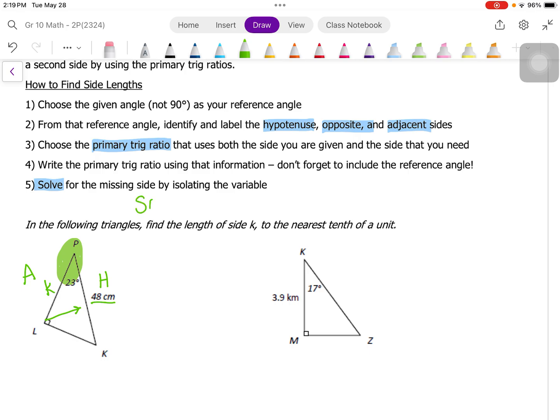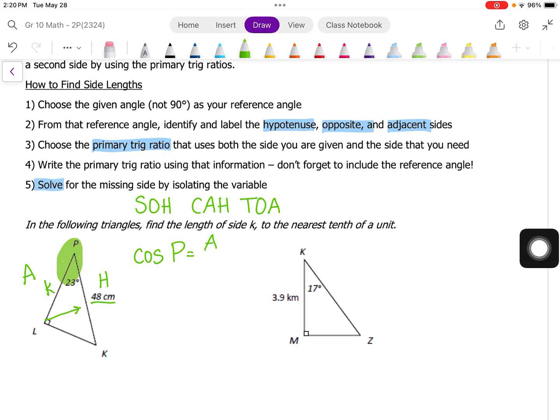If you remember, we can use SOHCAHTOA to help us remember which sides each of the three primary trig ratios use. So the A and the H are over here, and that is C, the cosine. So the cosine of an angle, and the angle we're using is P. So the cosine of angle P is equal to the adjacent divided by the hypotenuse. Now we'll fill in the pieces of information we know. We know that P is 23 degrees, so the cosine of 23 degrees is equal to K, that's what we want to solve for, divided by 48.